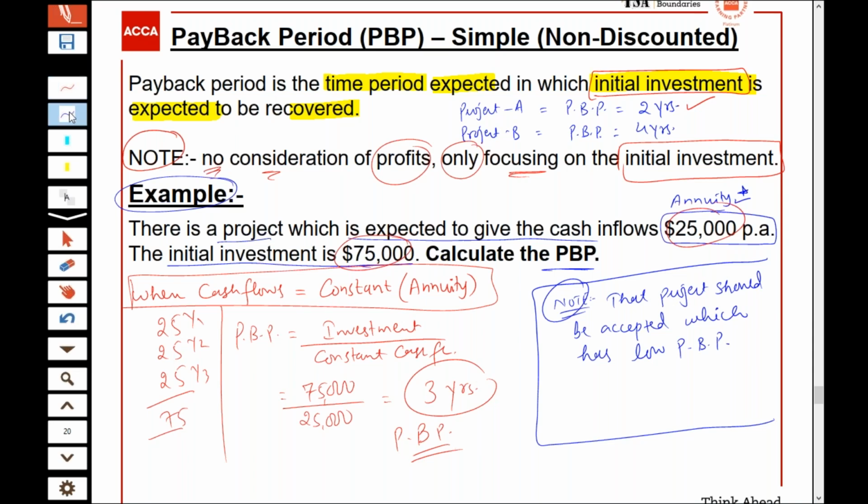And remember that this formula will work when the cash flows are constant, that is, investment divided by a constant cash flow. That is 3 years. 3 years is my payback period. These are all my expectations: it is expected that this project will give me my initial investment back after 3 years, and afterwards I will start earning the inflows.